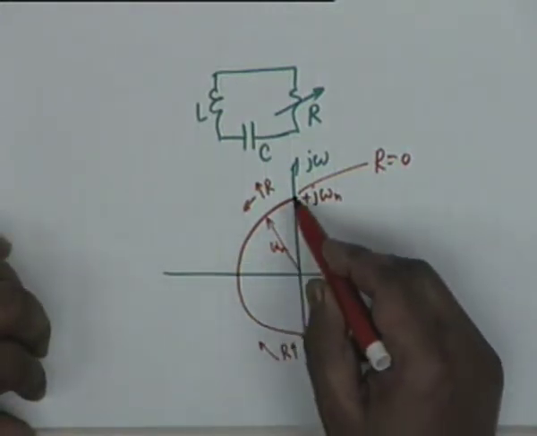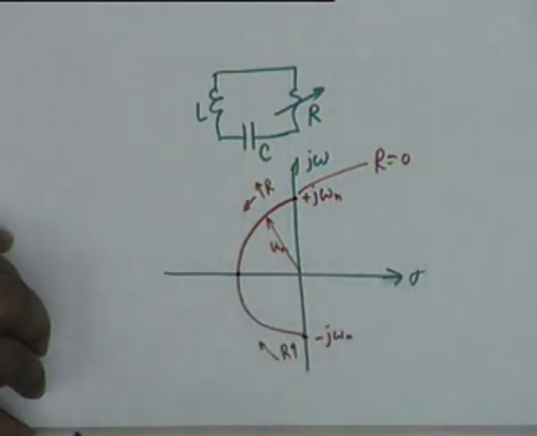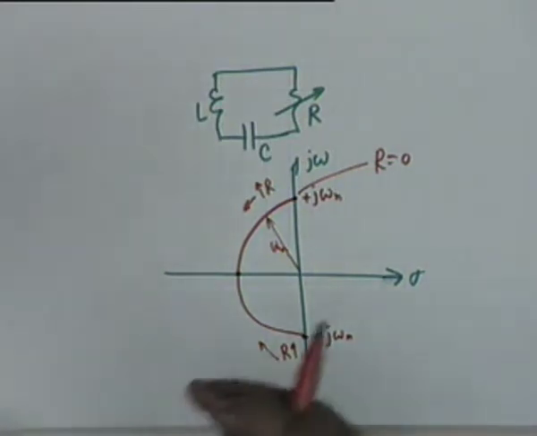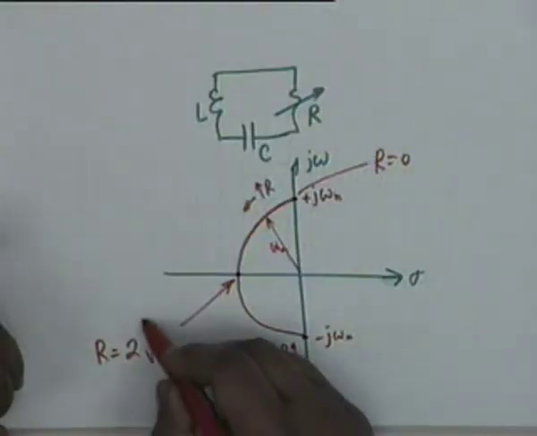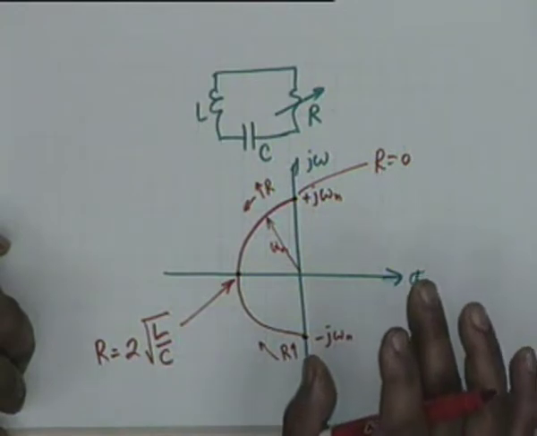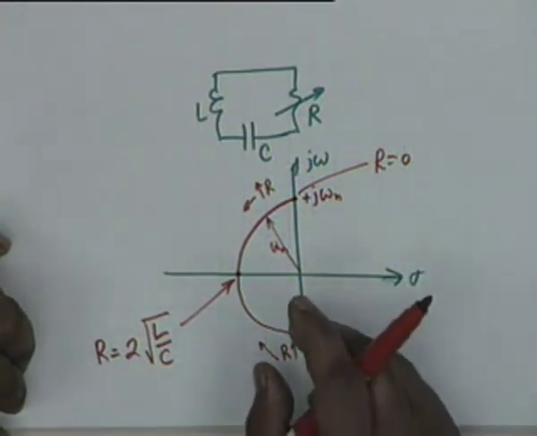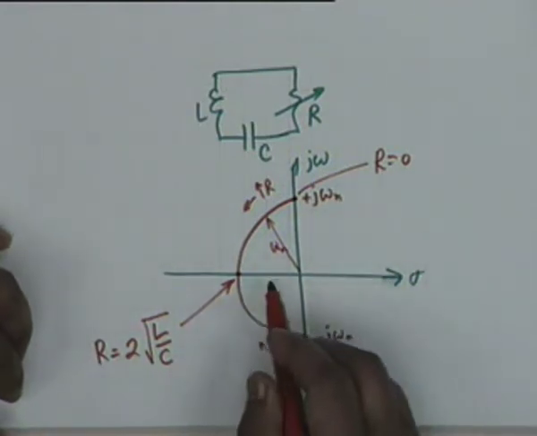Alright. Now, when the roots approach each other and meet on the negative real axis, what is the situation? The two roots have coincided, and therefore capital R must have reached its critical value. So, this point shall correspond to R equal to twice square root of L by C, where the roots become coincident. Roots are no longer complex, they are real, negative and coincident. Alright. What happens after this? They move on the real axis.